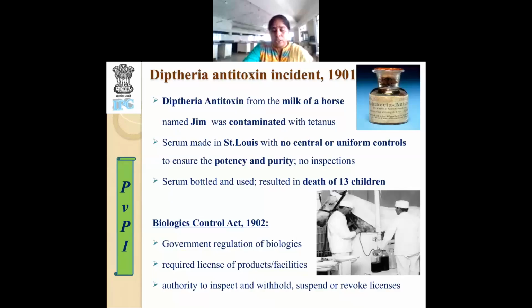I told you why ADRs are problematic. One reason is they may cause death. So this is one example for that. Next, coming to the next one.